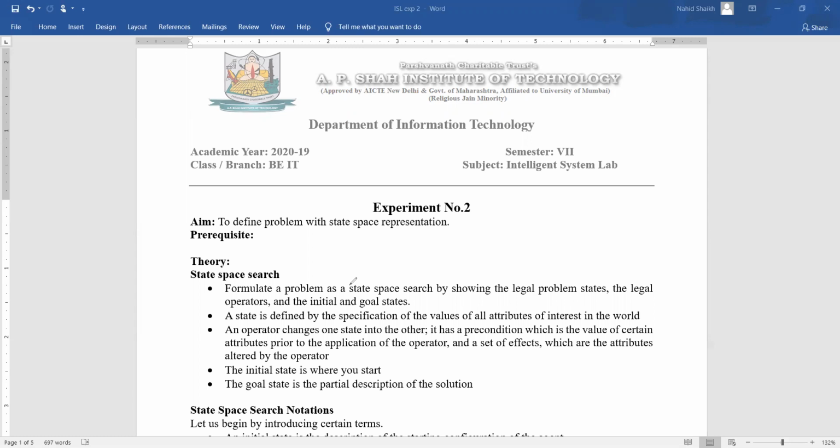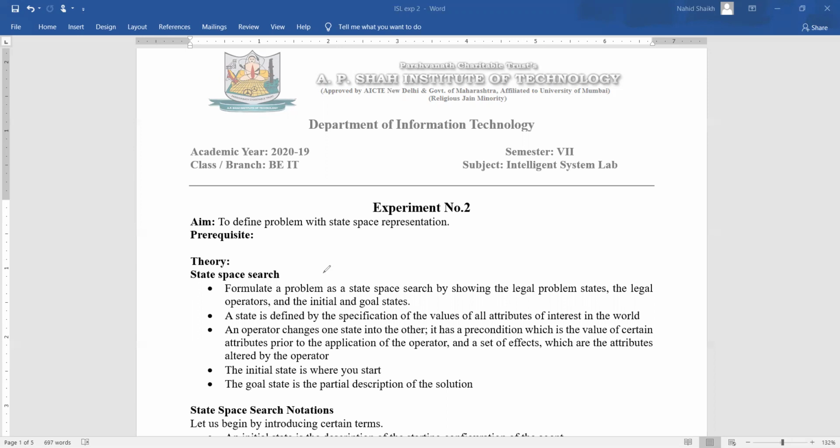For that purpose, what is required from you to know before we actually proceed with this experiment, you must know what an agent is. You should know how to define an agent using PEAS properties, which we have already covered in the previous experiment. So let's start with the current experiment.